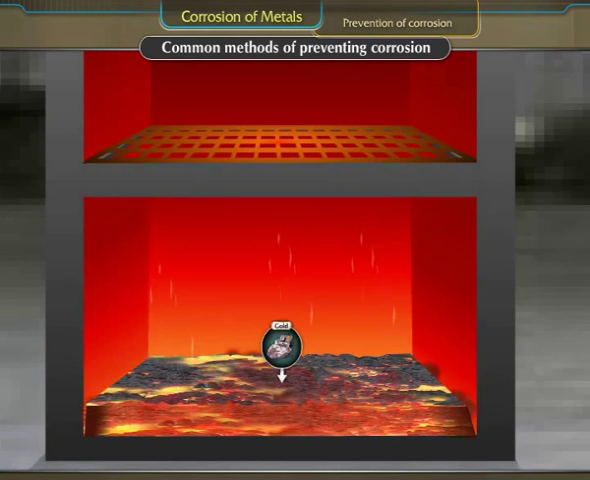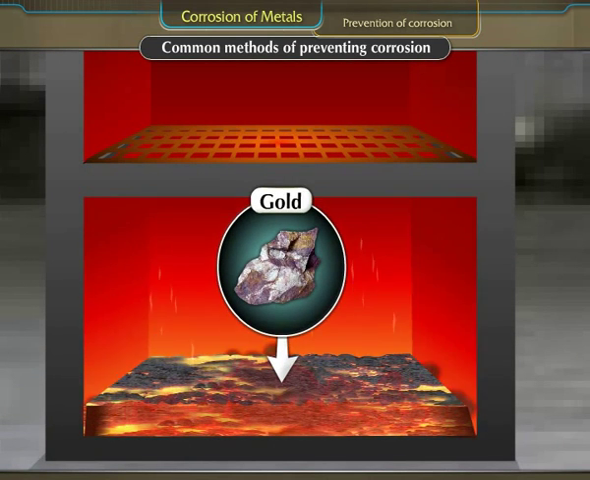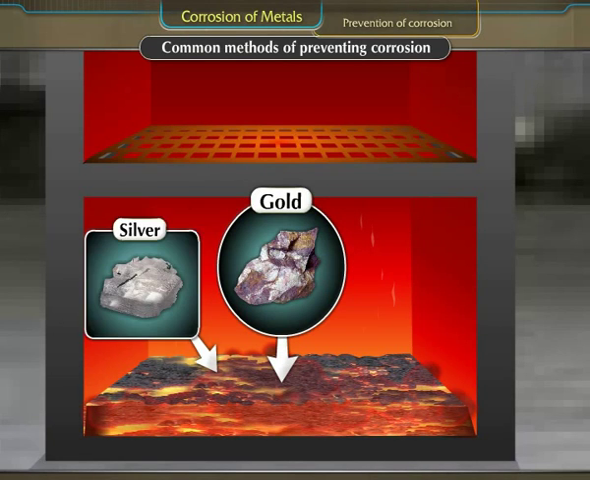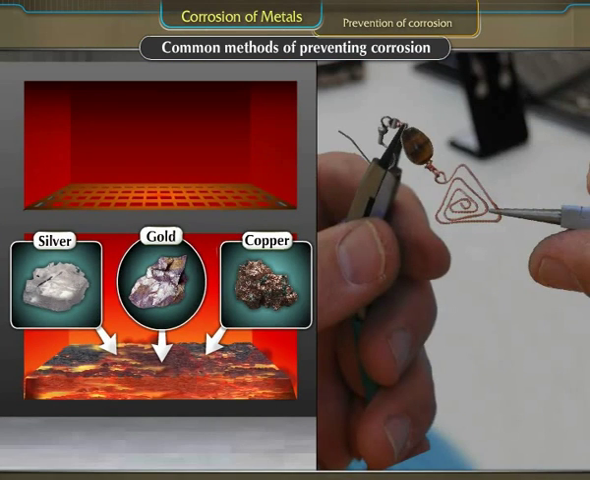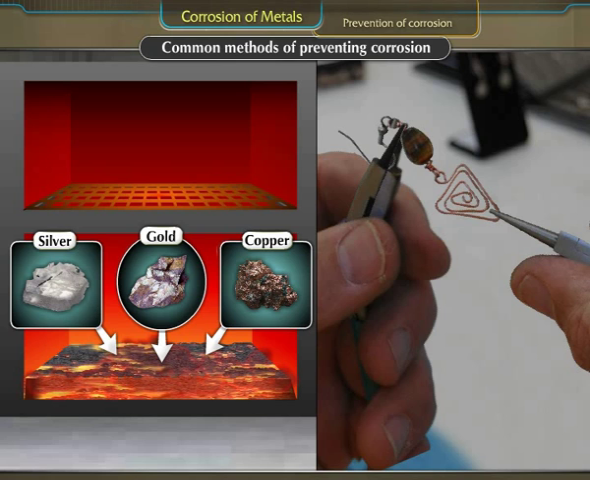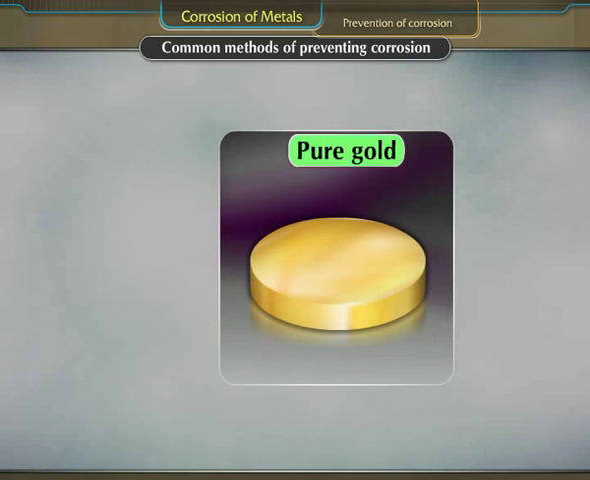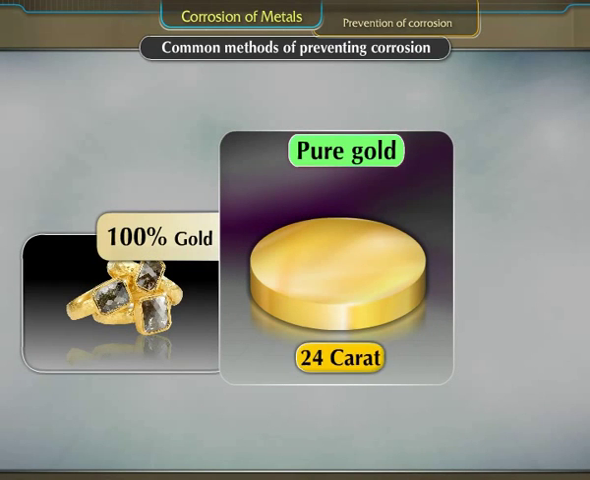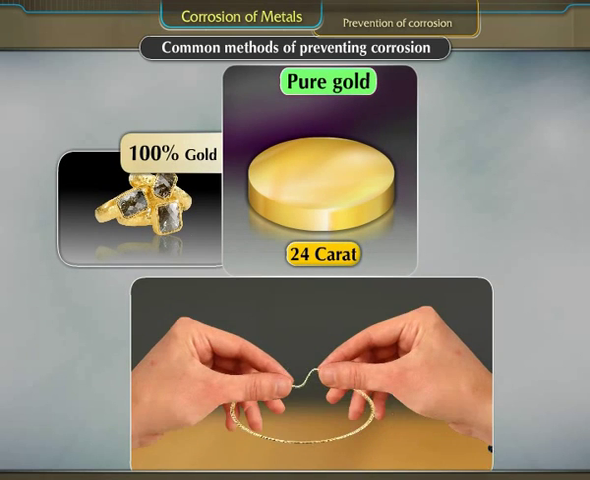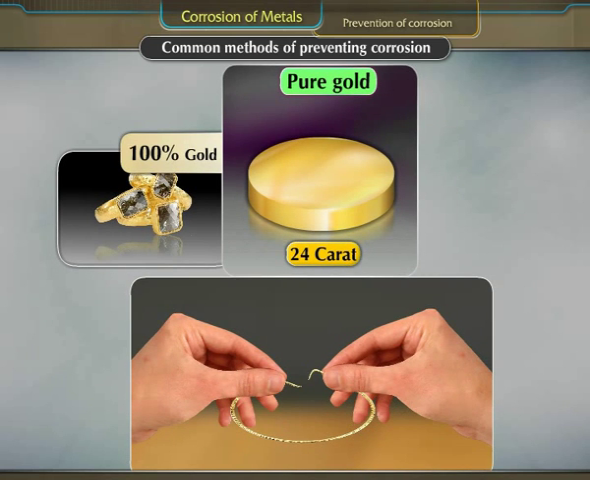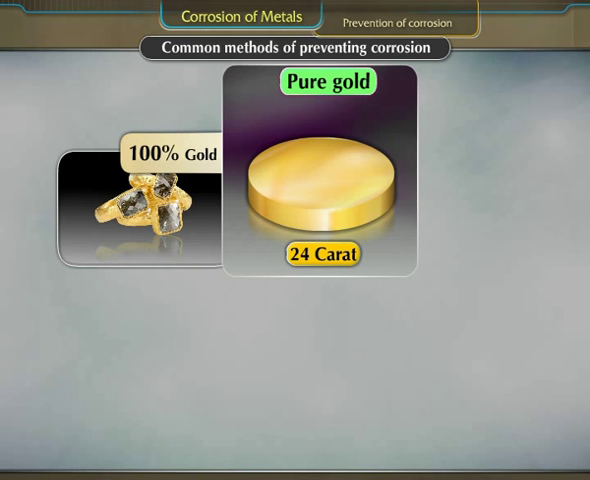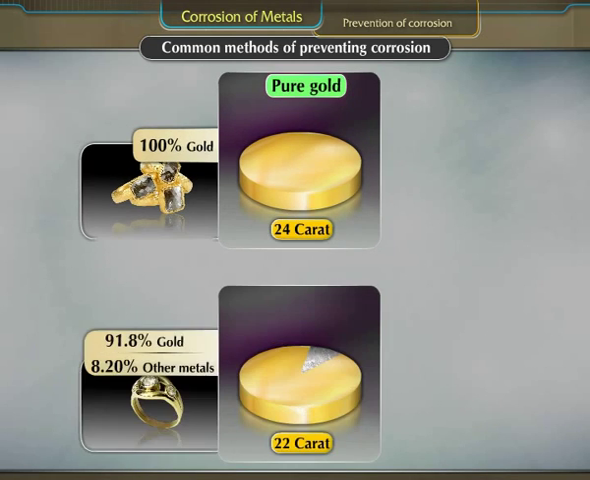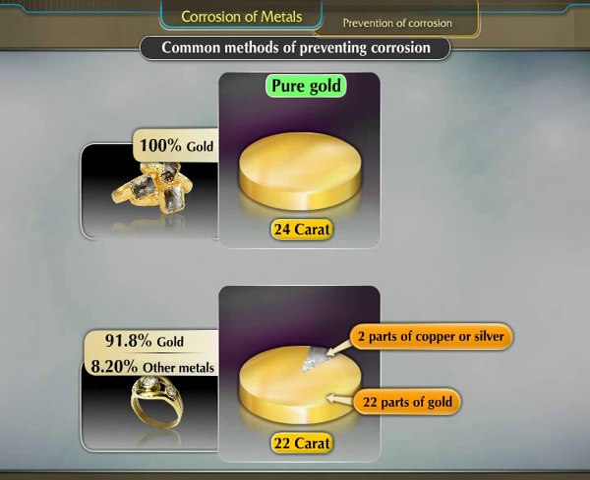What are the alloys of gold? Gold is alloyed with small amounts of silver or copper to make it hard and suitable for making intricate designs. Pure gold is said to be 24 carats. It is soft and hence not suitable to make jewelry. Generally in India, gold ornaments are made using 22 karat gold, which contains 22 parts of gold and 2 parts of copper or silver.